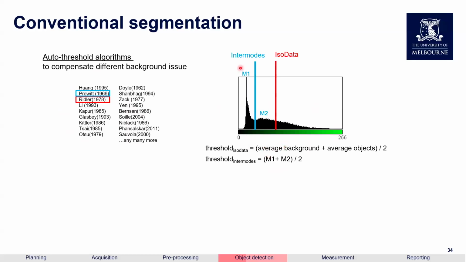Another method called Intermodes assumes the histogram to always be bimodal, and it finds the 2 local maxima, M1 and M2, and computes the midpoint of those 2 points. Because one method may work better than the others depending on the type of images and the type of your histogram, what we need to do is test which method will work best for our image.